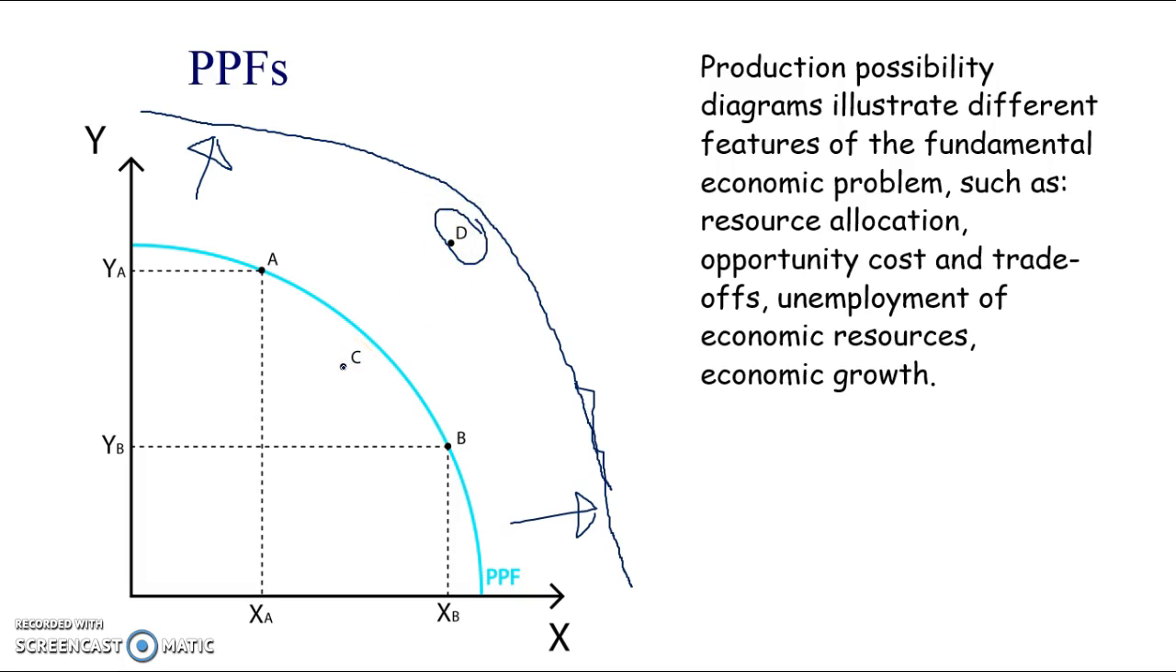If we move from C to, it could be A or it could be B, we're moving from a point where we've got unemployment of economic resources to a point where we're more efficient. This would be a type of growth as well. This is you moving in the macro economy from a point of a negative output gap to the long run equilibrium there. So we would in macroeconomics see an increase in real GDP, which is what economic growth is, but it's not an increase in the productive potential of the economy.